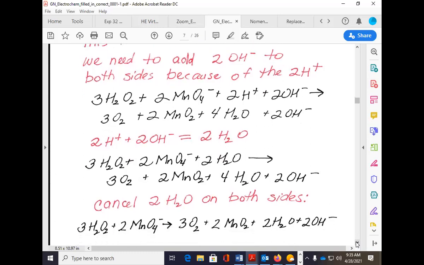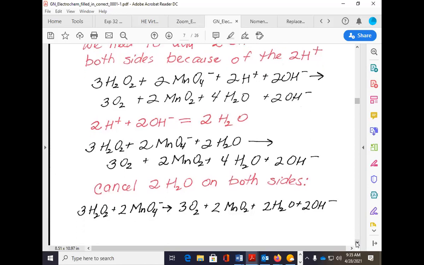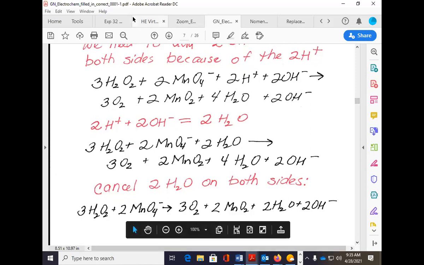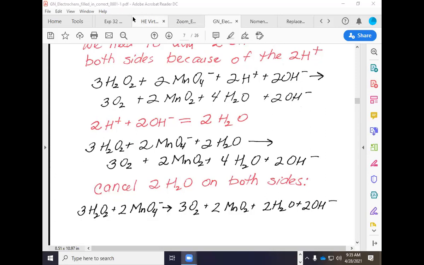And then you can go back and put in all the phases. And we just balanced in basic. So just more steps. Okay, so we would just go back and now put all our phases in. I didn't because I was running out of room trying to cram this whole equation onto my page here, because I write big.